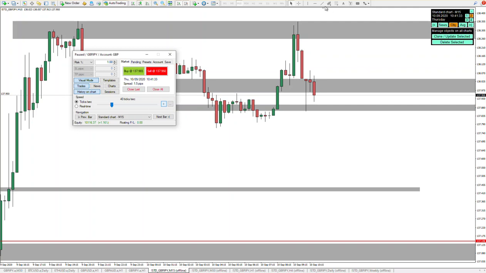Well, one could have said, since we broke support, we can expect a wick fill. I don't know.